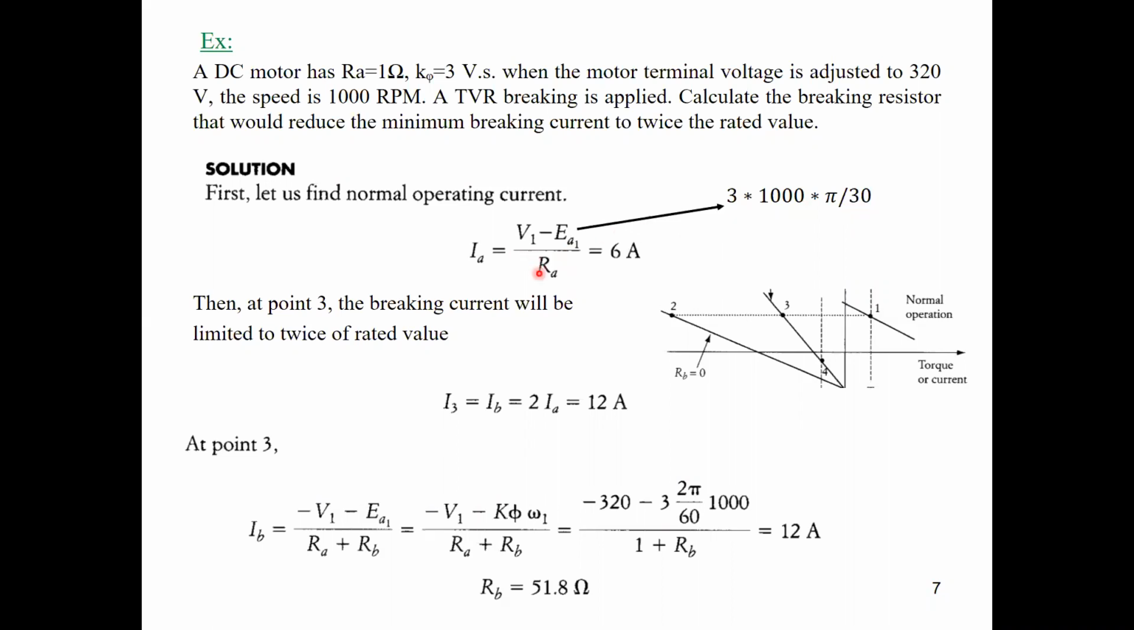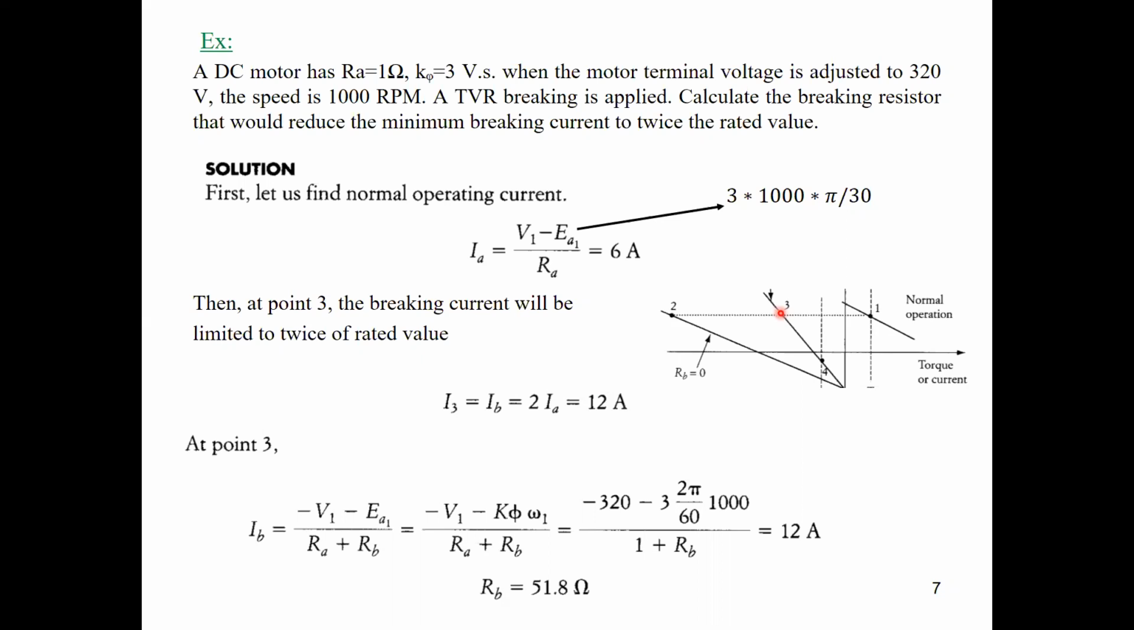And divide by the value of the armature resistance, which is 1 ohm here. So we could calculate the current, which is 6 amps. So now the rated current of the machine is 6 amps. If we need to brake the motor at twice the rated current, we need a braking current of 12 amps. So the braking current will be 12 amps. This means the braking current at point number 3 is 12 amps.